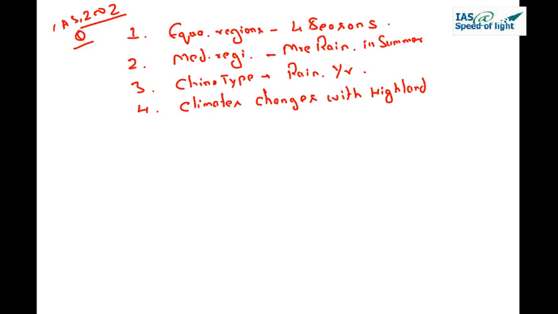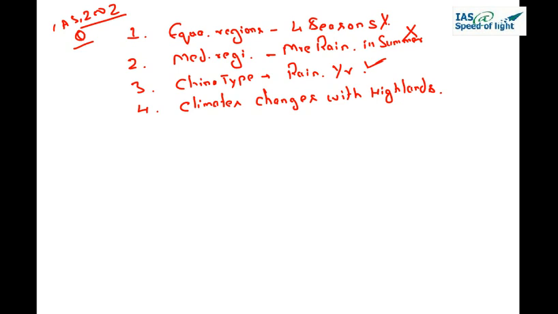Now we can see how easy it is. Equatorial regions, four seasons, not possible, right? Summers, winters, they don't have. They have very equable temperature throughout the year. So the first one is wrong. Mediterranean region, more rainfall in summers, totally wrong. China type, rainfall throughout the year, this is right.